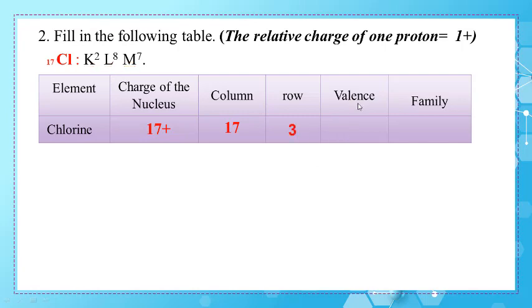What is the valence of chlorine? Chlorine has 7 valence electrons, so it needs 1 electron to be stable and achieve the octet rule, so the valency is 1. To which family does chlorine belong? Chlorine belongs to column 17 in the periodic table, which is group 7, named halogens.